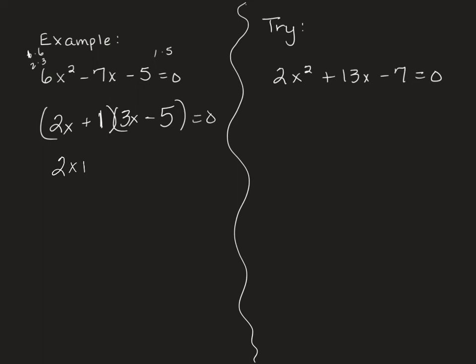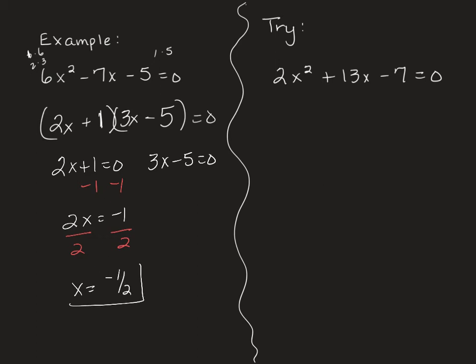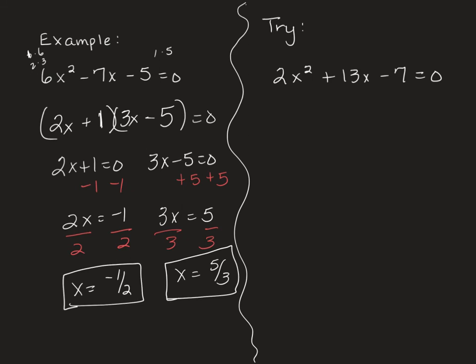Set your factors equal to 0. Solve. Let's see, we're going to divide by 2 there, and we're going to get x is equal to negative 1/2. That's my first answer. My next one is going to be add 5 to both sides, divide by 3, and x is going to be 5/3. Yes, I know they're fractions, and yes, they are proper answers, and that's fine. So try the next one.